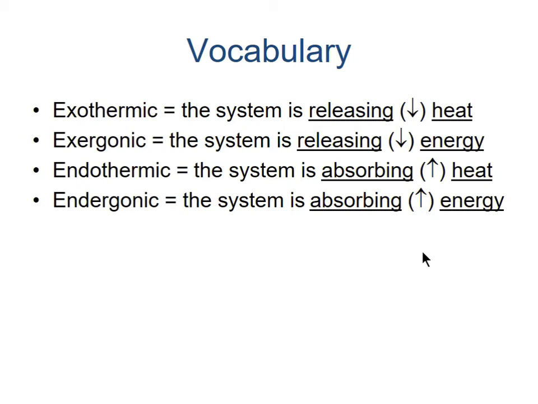So again, some vocabulary. When we say exothermic, we're referring to the fact that the system is releasing heat to its surroundings. Exergonic is saying that the system is releasing energy to the surroundings, but it's not necessarily heat energy, only partially. Endothermic means that the system is absorbing heat from the surroundings, and endergonic means the system is absorbing energy from the surroundings, but it's not saying which type.